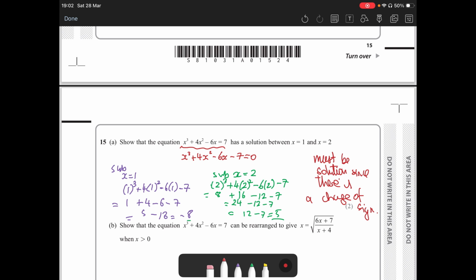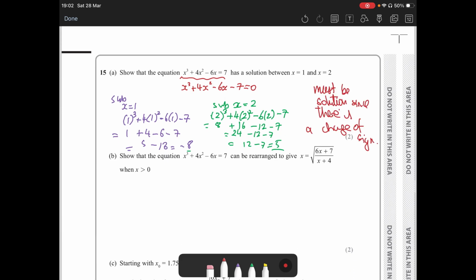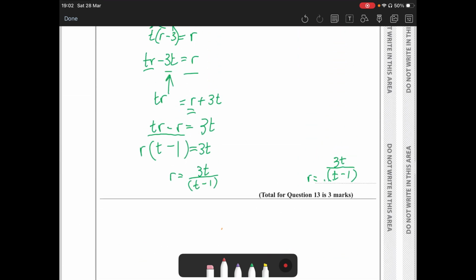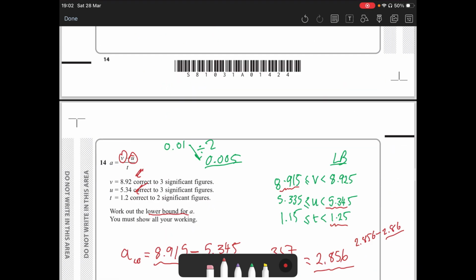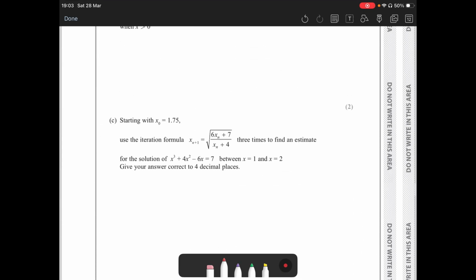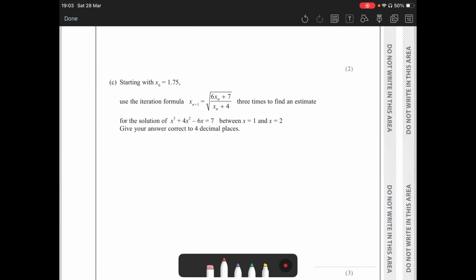Let's see how the mark scheme handled it. Yeah, they got -8 and 5 also, so very good. Okay, so 15b, funnily enough, is a harder version of 13. So let's see how you fare. Oh wait, no, forget it. It's not a harder version of that, at least I don't think so.